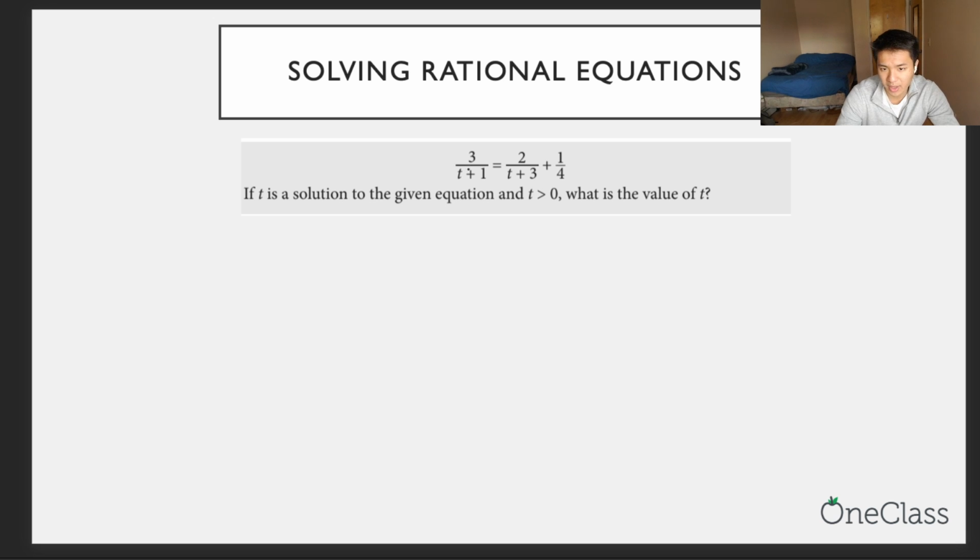So we have 3 divided by t plus 1 is equal to 2 divided by t plus 3, plus 1 over 4. If t is a solution to the given equation and t is greater than 0, what is the value of t? This is a rational equation. We have variables in the denominator. So we want to say, what is a common denominator for all of these terms, so that we can work with everything in the numerator? Because as it is right now, this is terrible to work with. So one thing we could do is say, okay, the common denominator of t plus 1, t plus 3, and 4 is going to be 4 times t plus 1 times t plus 3.